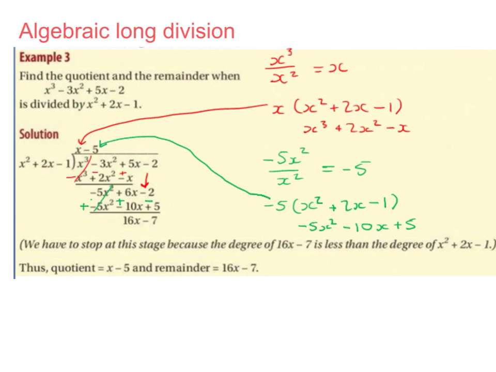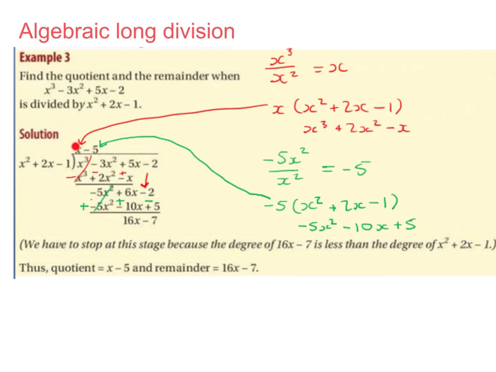So what we do is we take the highest power of x inside the bus stop, it's x cubed, and we divide that by the highest power of x outside the bus stop, and that's x squared. So x cubed divided by x squared is going to be x. So we can straight away put our x down here on top of our bus stop. This is the first part of our answer.